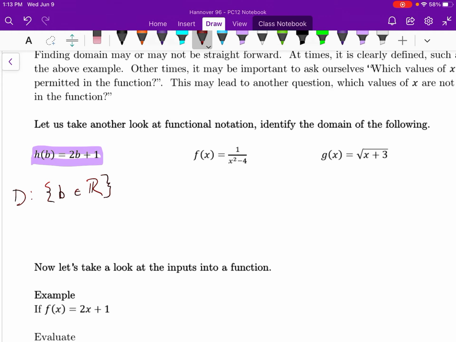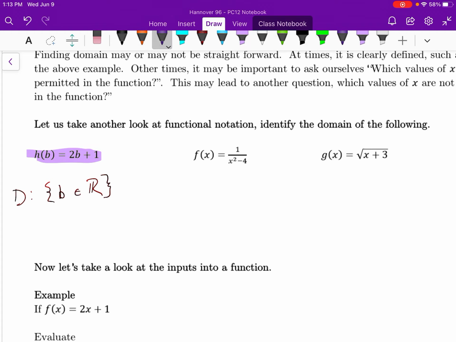Simply, there is no restriction upon b. What can be not b? Nothing. Every value of b is valid.